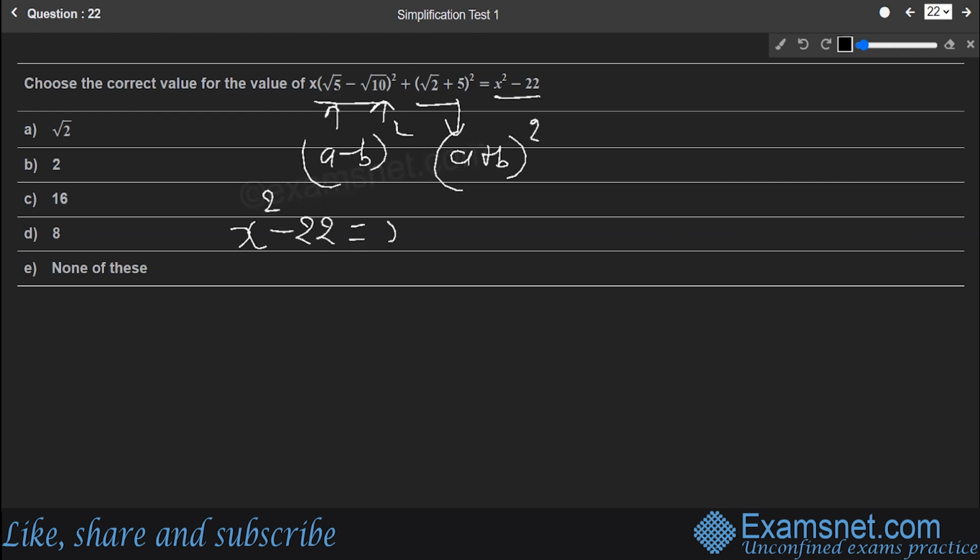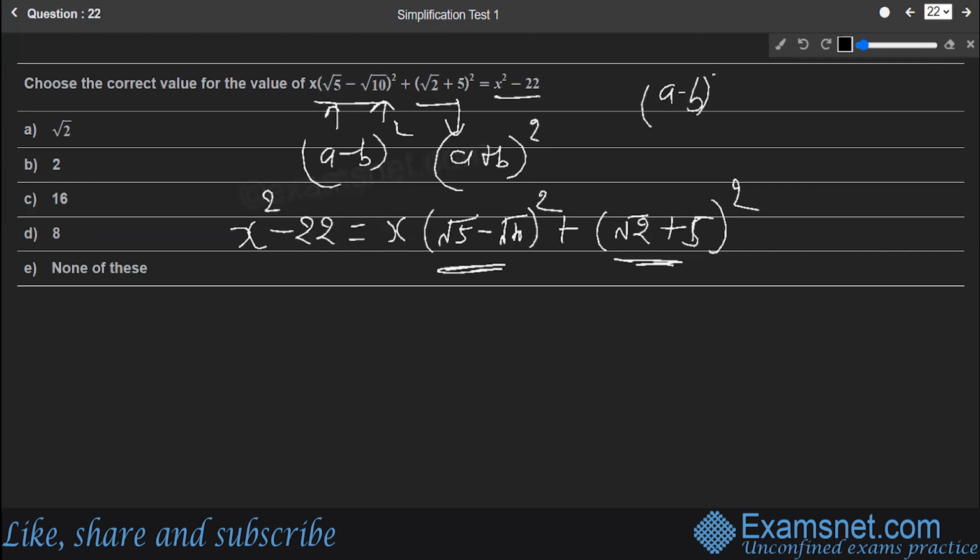So let us copy the expression. x square minus 22 is equal to x, root 5 minus root 10 whole square plus root 2 plus 5 whole square. This is what it is. Now let us open this using a minus b whole square for this one and a plus b whole square for this one. The expression for a minus b whole square is a square plus b square minus 2ab, and the expression for a plus b whole square is a square plus b square plus 2ab. Let us use these formulas.